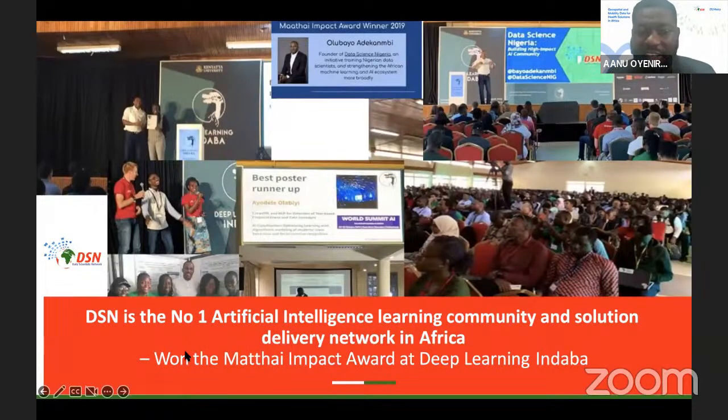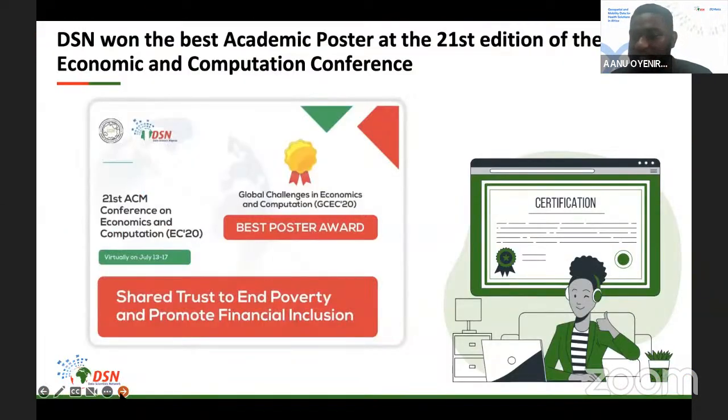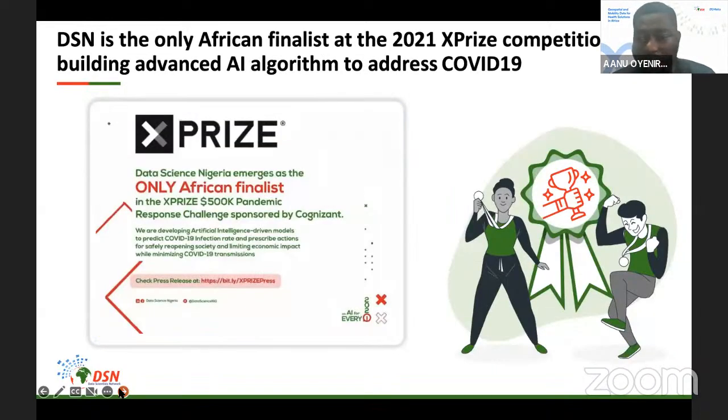Also, DSN is recognized as the number 1 artificial intelligence learning community and solution delivery network in Africa, and this was when we won the Matai Impact Award at Deep Learning Indaba in 2019. We also won the best academic poster at the 21st edition of the Global Economic and Computation Conference. That poster was focused on shared trust to end poverty and promote financial inclusion. Like I said earlier, our solutions are always focused on the sustainable development goals. So that's one of our good works there.